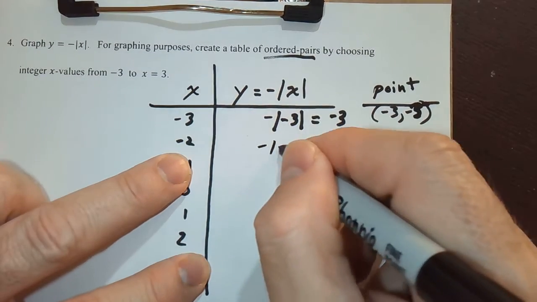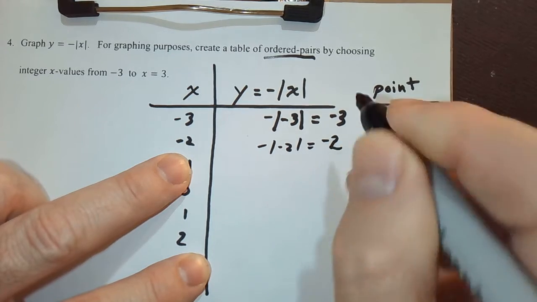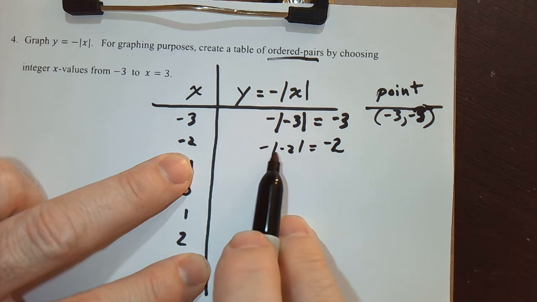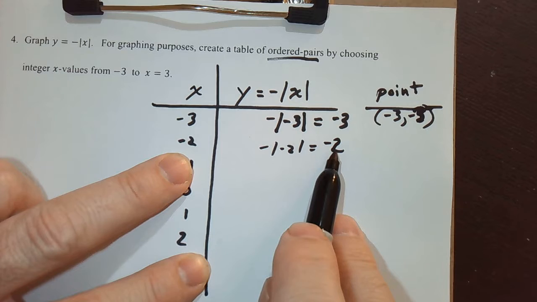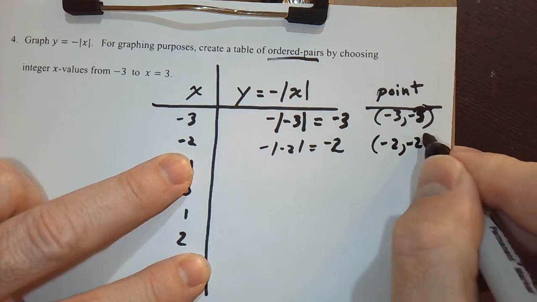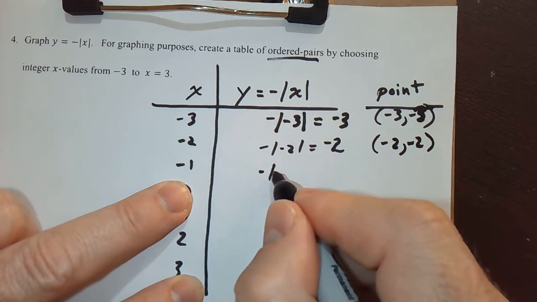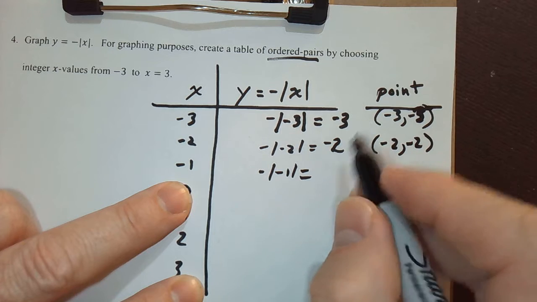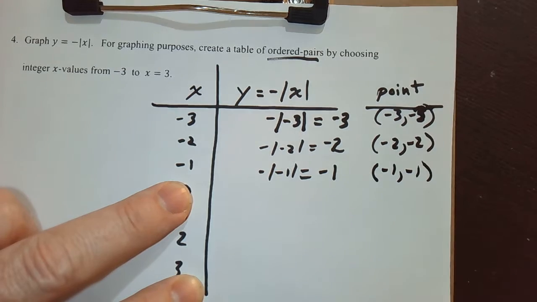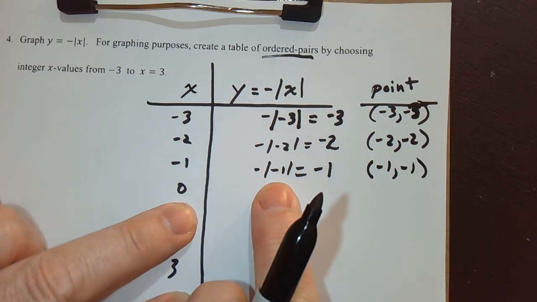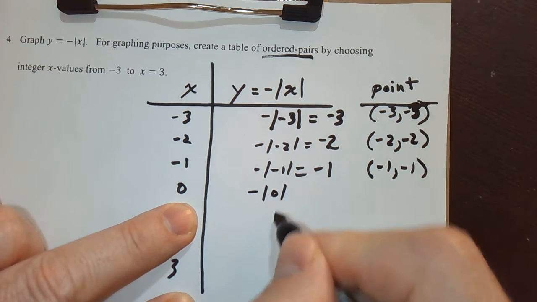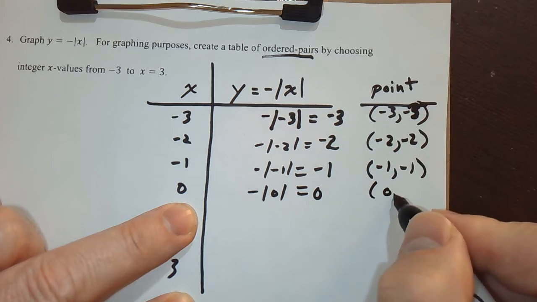All right, the second one. x is -2. Well, similarly, if you take the absolute value of -2, you get 2, and then this negative sign turns it into -2. So -2, -2. And for -1, you might guess very simply, that's going to give us a -1. So -1, -1. 0, well, the absolute value of 0 is 0. And if you put a negative sign in front of 0, you still get 0. So that'll just be the origin.